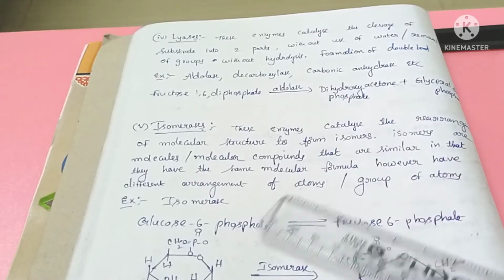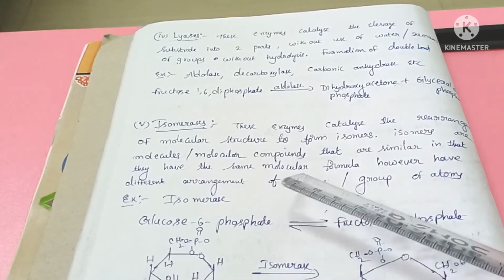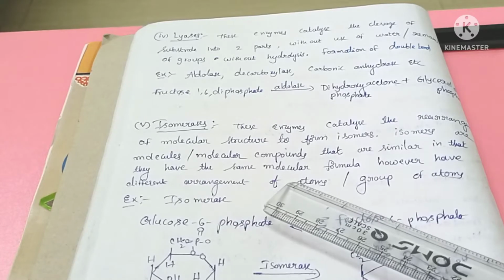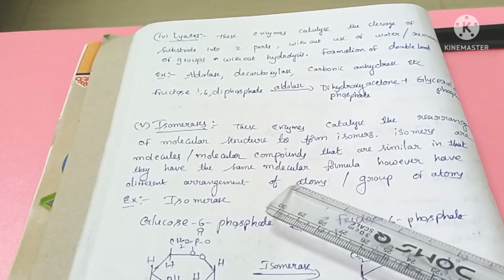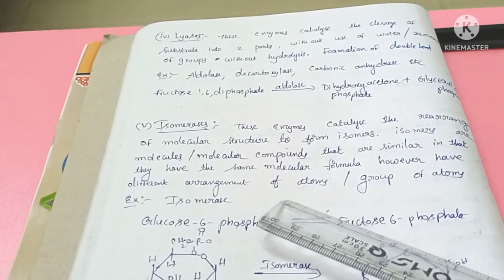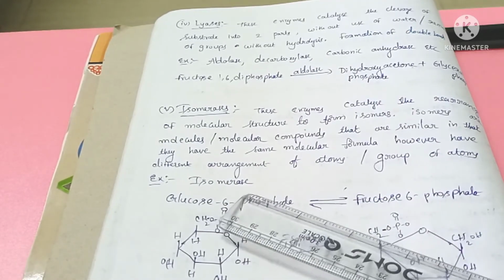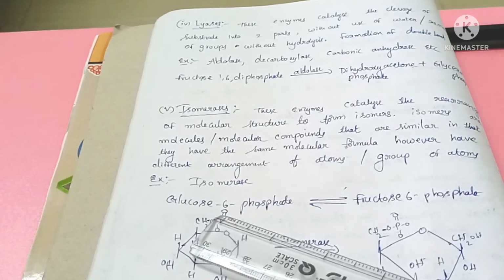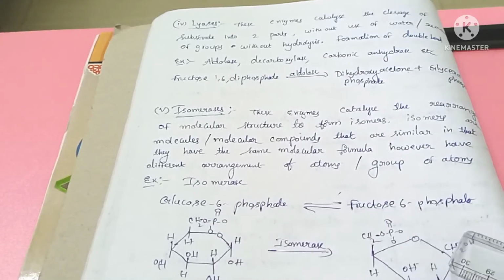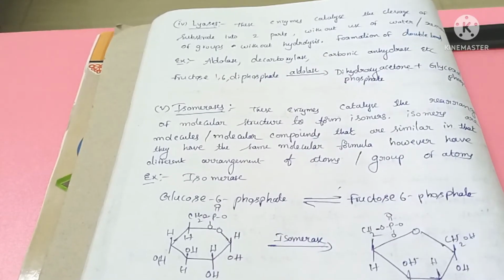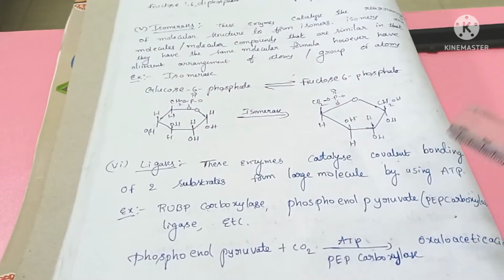Isomers have the same molecular formula, but the arrangement of their atoms and groups will vary. An example is the isomerase enzyme that converts glucose 6-phosphate into fructose 6-phosphate. The next one is ligases.